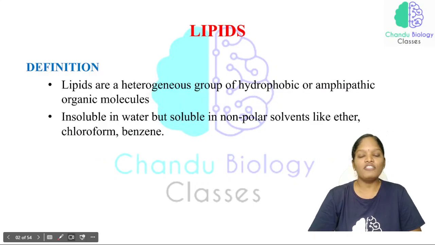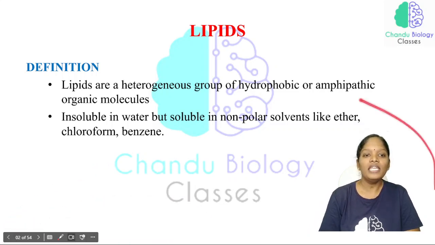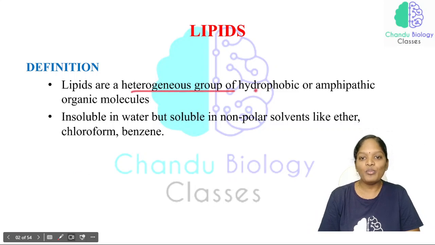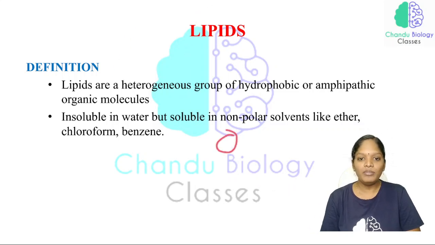First and foremost, we have to know what is meant by lipids. As of now, just know that carbohydrates, proteins, lipids and all these things come under biomolecules. Without chemistry, no biology will persist, right? See, lipids are a heterogeneous group of hydrophobic or amphipathic organic molecules. Whenever we discussed the plasma membrane, we discussed the words hydrophobic as well as amphipathic. So this is a lipid bilayer.